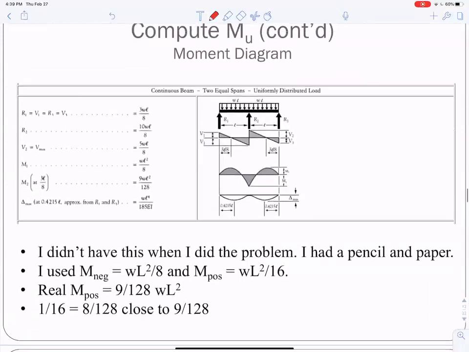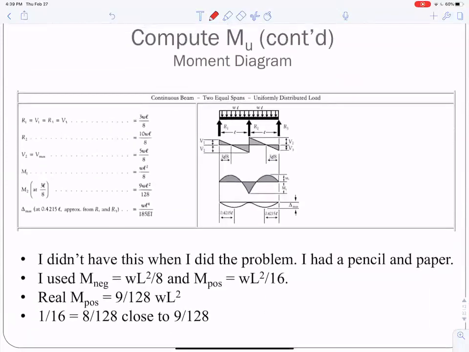Okay, and so here is the true moment diagram for this. This moment here is WL squared over 8. And this moment here, according to this table, is 9 over 128 WL squared.